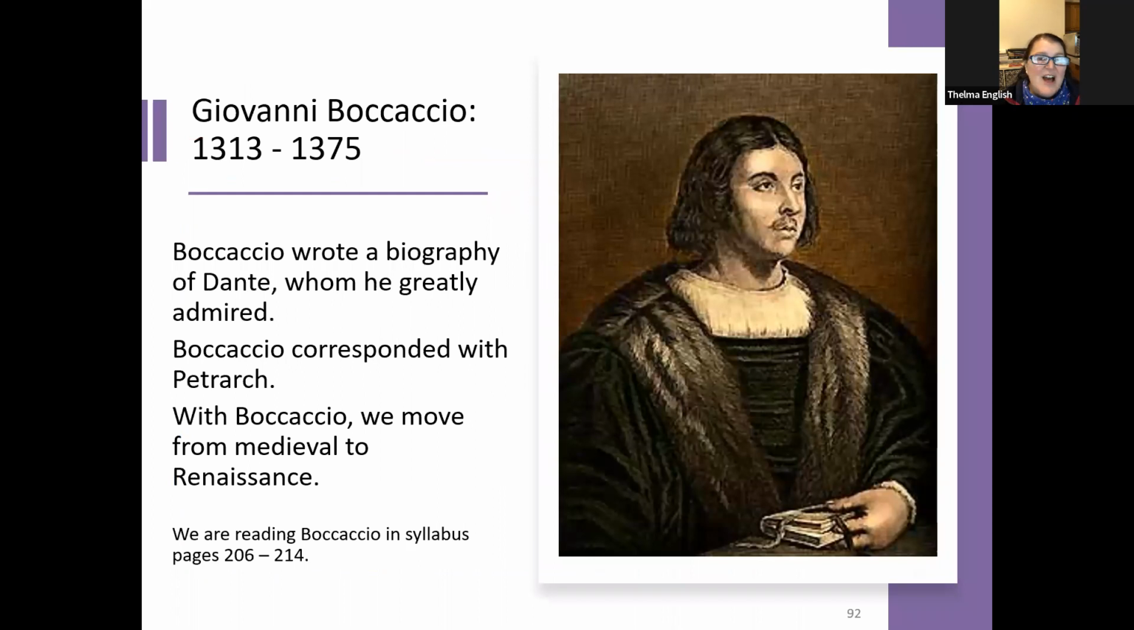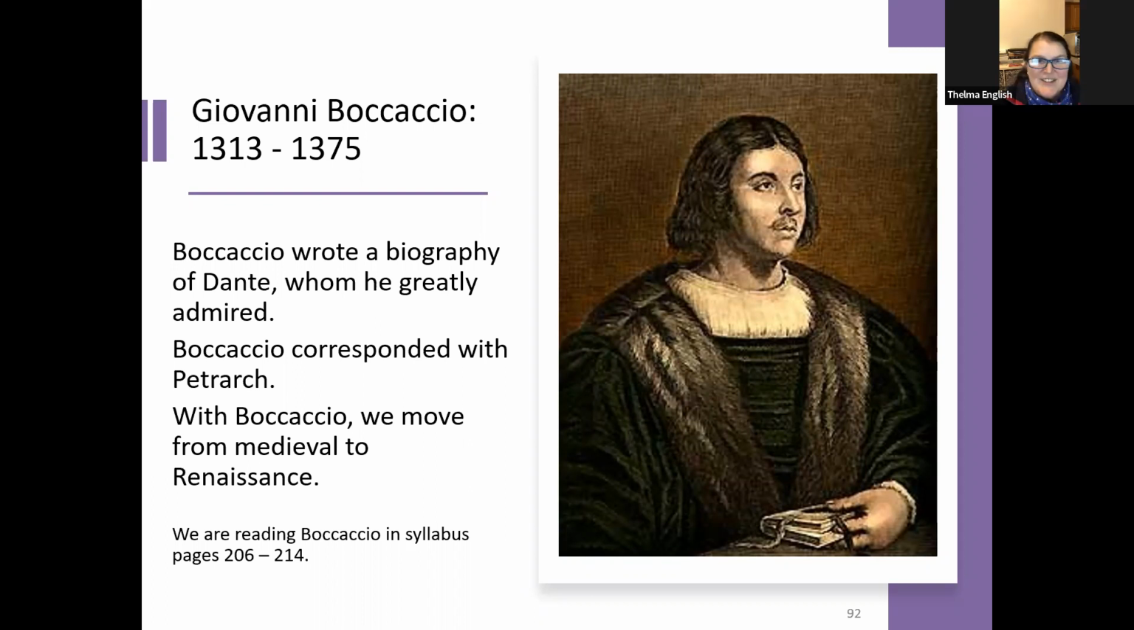All right, Giovanni Boccaccio. We're going to meet Boccaccio this week also. He wrote a biography of Dante, whom he greatly admired. Boccaccio corresponded with Petrarch. With Boccaccio, we move from medieval to Renaissance. So go to syllabus page 206, please, for Giovanni Boccaccio.